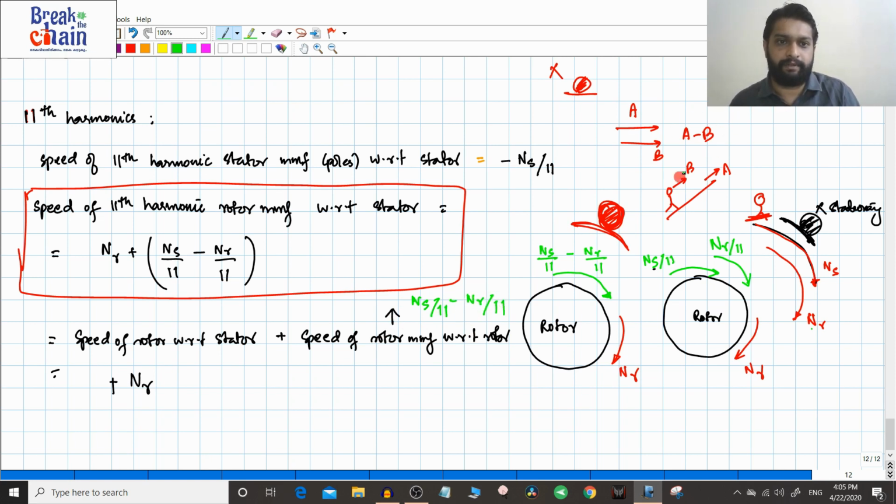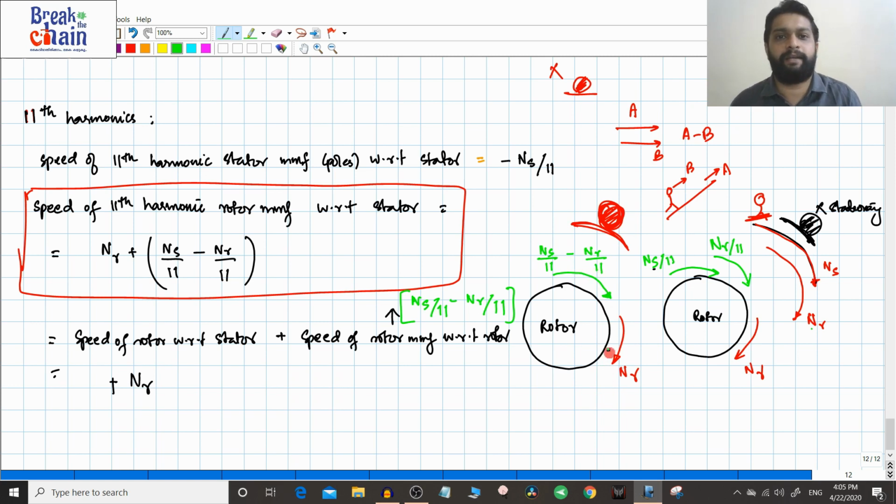Right? In this example, the speed of the rotor MMF with respect to the rotor is ns by 11 minus nr by 11. Okay, so that is it. Now the next thing is the sign which you have to use here. Because this slip speed is in the same direction as the fundamental.